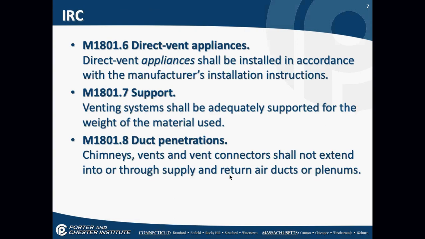There's a thing called direct vent appliances. Okay, direct vent appliances have to be installed in accordance with the manufacturer installation requirements. Direct vent appliances vent directly out through the side wall of a house or through the basement foundation. Direct vent: don't use the chimney. Venting systems have to be adequately supported. In other words, if you run a vent pipe across the basement, it has to be supported.